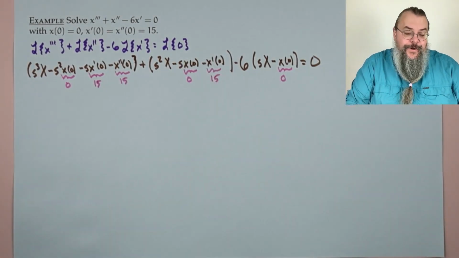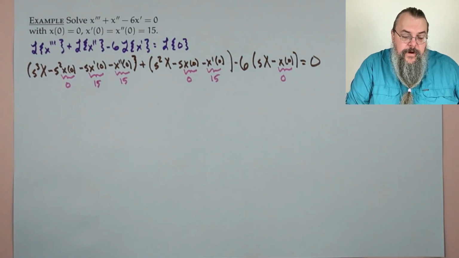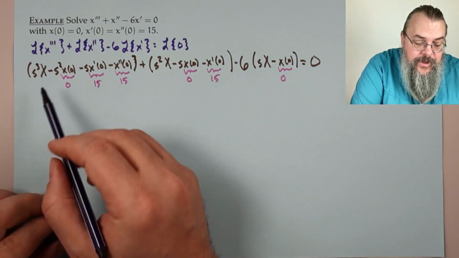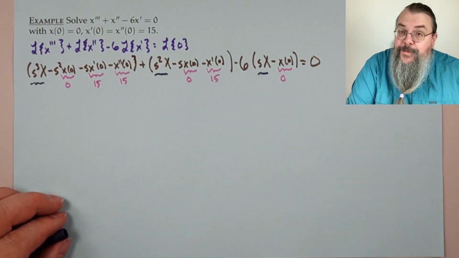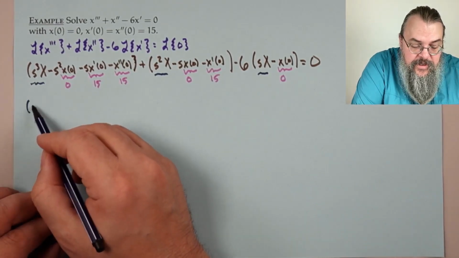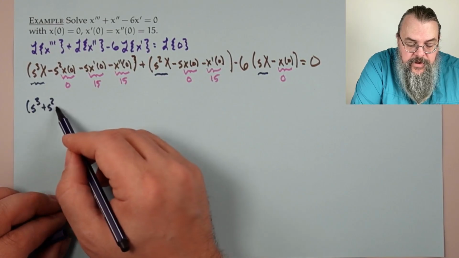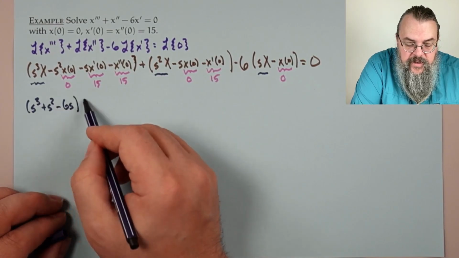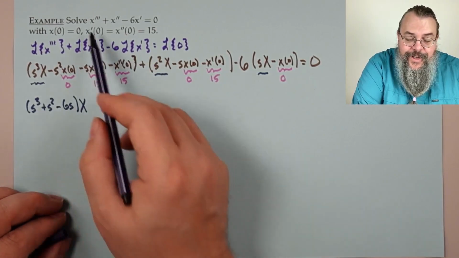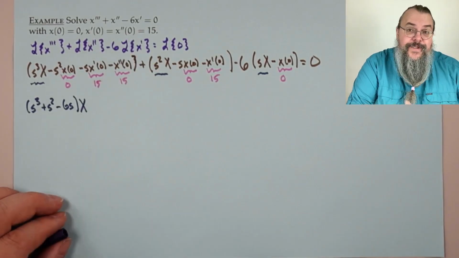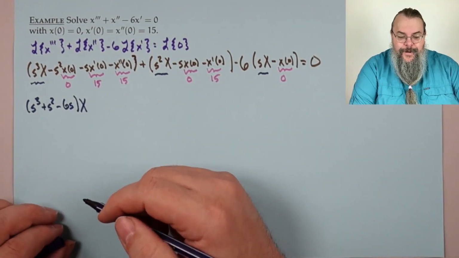Okay, so what do we have at this stage? Well, we have the following. Let's gather everything with an x attached. So there's 3 terms with x attached. Namely, we get the s cubed plus s squared minus 6s times x. It's always a good sanity check just to say, okay, does this look like the characteristic polynomial? If it does, you probably are on the right track. If it doesn't, whoop, double check.